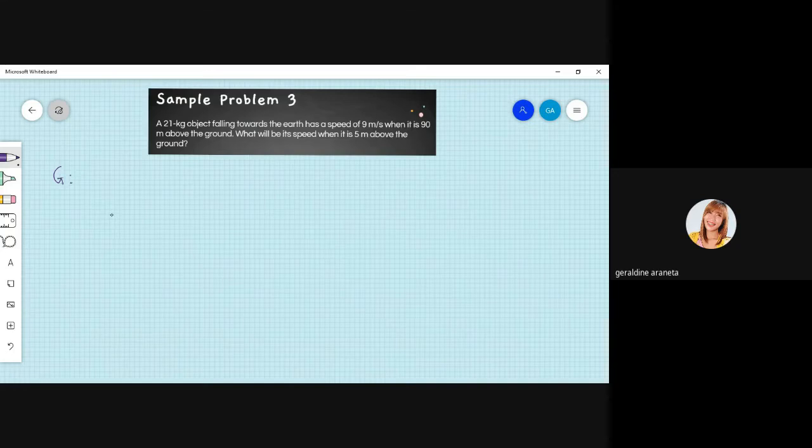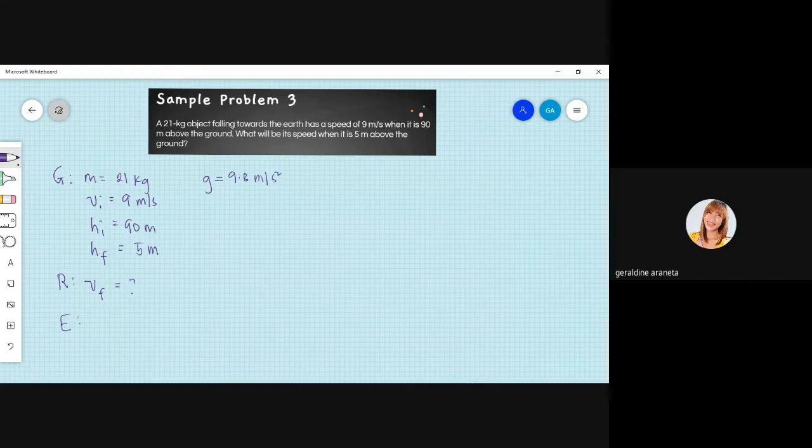Okay, given natin is the mass of the object, which is 21 kilograms, and the initial speed 9 meters per second. Kapag yung kanyang displacement or yung height from the ground is 90 meters, so HI will be 90 meters. What will be its speed when it is 5 meters above the ground? So meron tayong final height which is 5 meters. We are looking for the final speed, that is VF. Sulat rin natin yung acceleration due to gravity, 9.8 meters per square second.